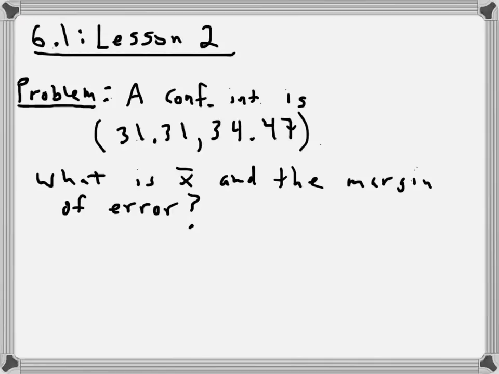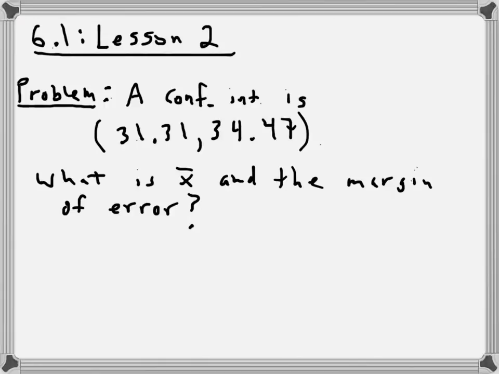Okay, so let's do maybe a problem here before we get going. It's kind of like after our warm-up, but let's say we're given a confidence interval, 31.1 to 34.7, whatever the units are. What is the x bar, the average, the sample mean, and what is the margin of error given this confidence level? Let's see if you can figure out how to do that.